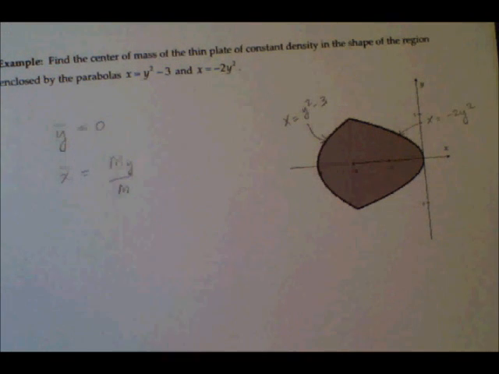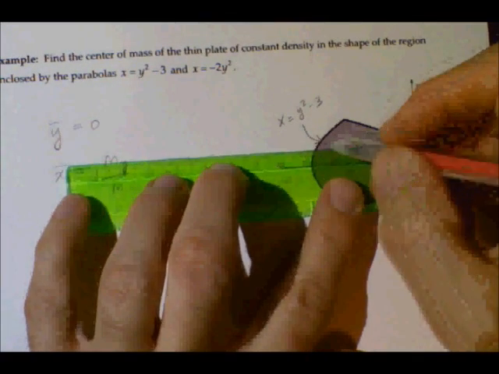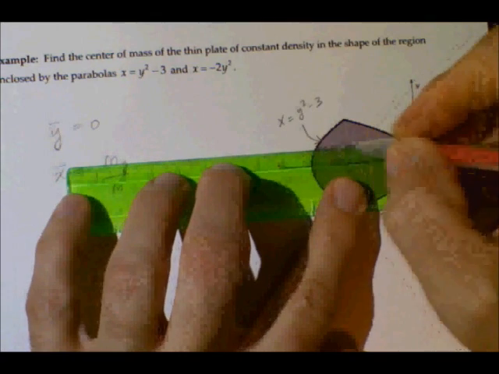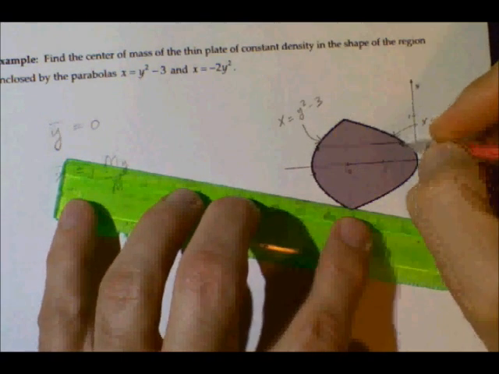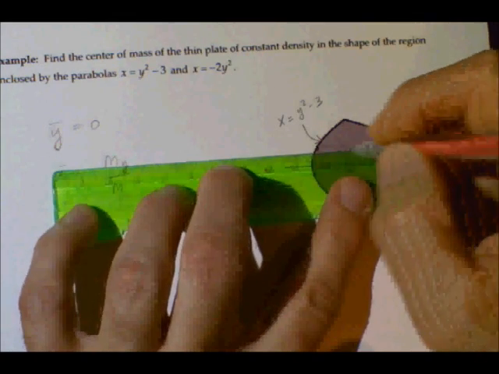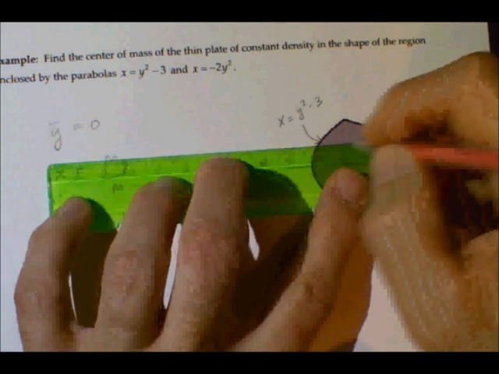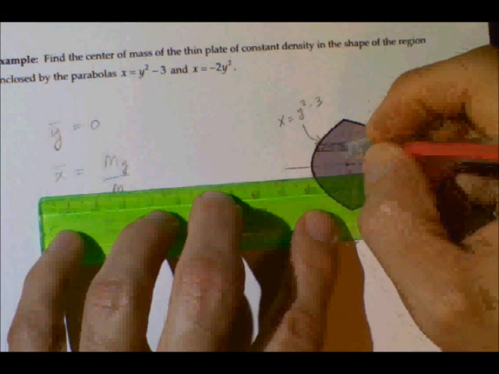And the next thing I need to do is partition the region either into horizontal rectangular strips or vertical rectangular strips. It's best to use horizontal strips. If I use vertical strips, I'm going to have to divide the region into two parts, and each integral will end up being the sum of two integrals, and I'd prefer not to do that.